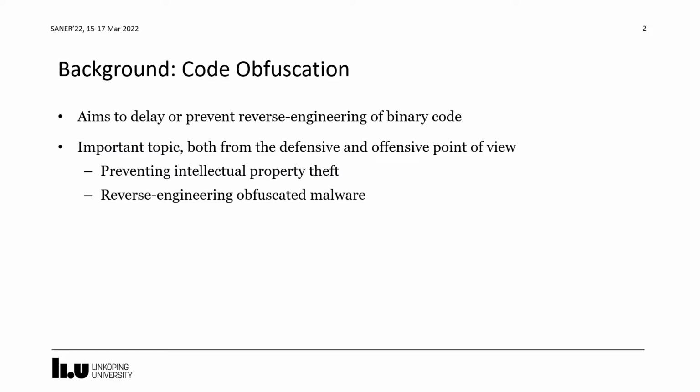So the general aim of code obfuscation is to delay or prevent reverse engineering of binary code, which is an important topic both from the defensive point of view when trying to prevent intellectual property theft, but also very much from the offensive point of view when, as a malware analyst, for example, you are faced with circumventing the obfuscation in obfuscated malware.